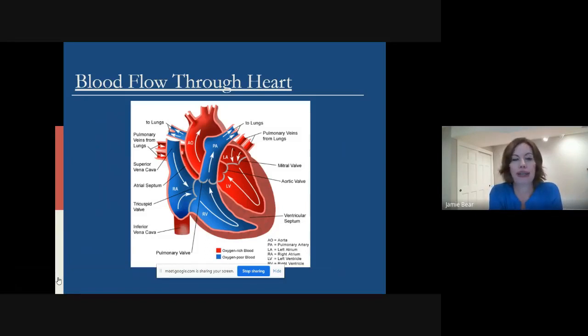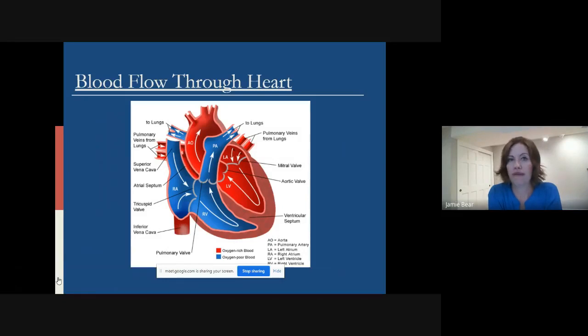Blood empties from the bottom portion of the body through the inferior vena cava to the upper portion of our body through the superior vena cava. That blood comes into the right atrium. It goes through the AV valve, and on the right side, that's called the tricuspid valve. It goes down into the right ventricle. Then it goes through the pulmonary valve. Another word for the pulmonary valve is a semilunar valve. It goes to the pulmonary artery to the lungs, where it gets oxygenated.